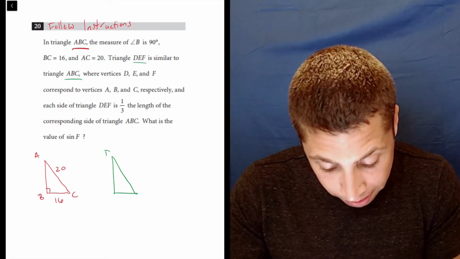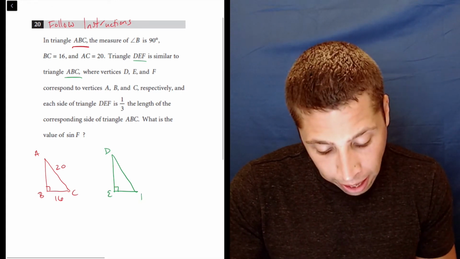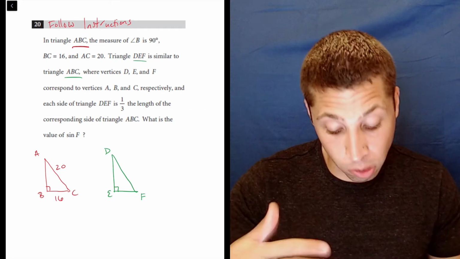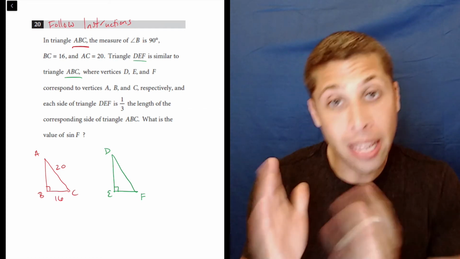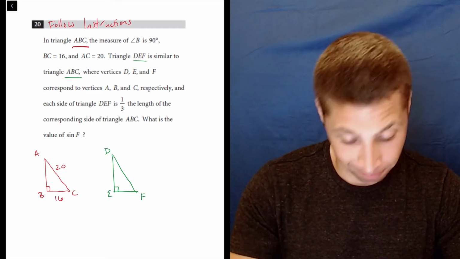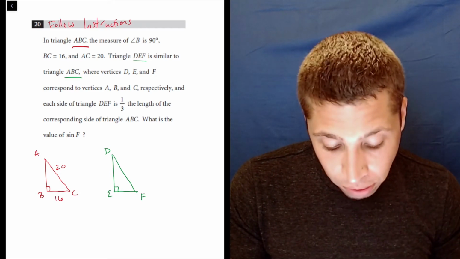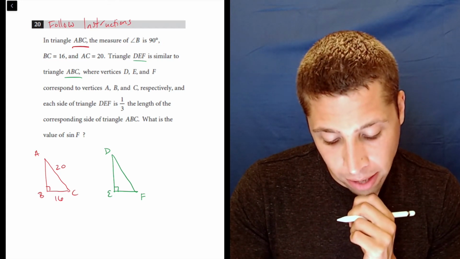So A is the same as D, E is the same as B, so that's my right angle, and F is the same as C. Right? That's what it means when they say they correspond respectively. It means they're matching up in the order they're listed. Okay. That's done.